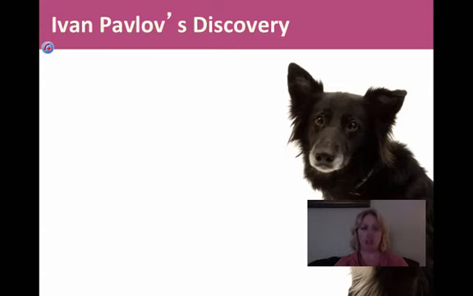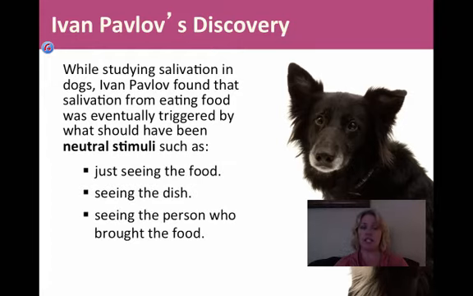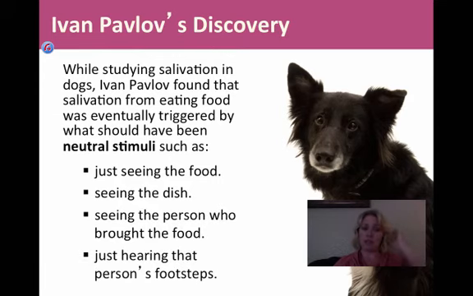So who started all this? Well, like the little story I read you today when I was spraying people in class, Ivan Pavlov's discovery. While studying salivation in dogs, Pavlov found that salivation from eating food was eventually triggered by what should have been a neutral stimulus, such as just seeing the food, seeing the dish, seeing the person who brought the food, and just hearing that person's footsteps. All of a sudden these dogs were salivating at things that should not have elicited any kind of response from them.